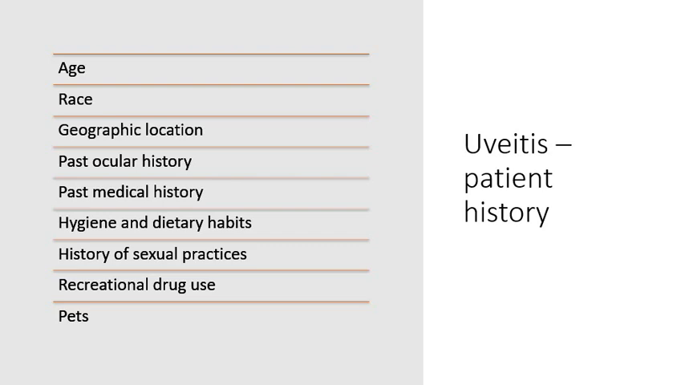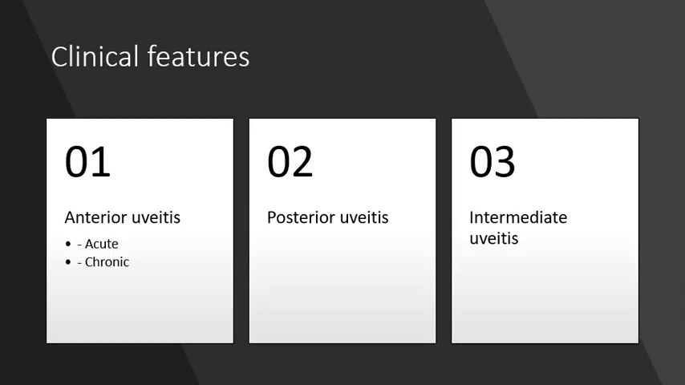And then pets, that's related to the hygiene and dietary habits question, because it's toxoplasmosis that can be transmitted by cats, and pet dogs can transmit toxocariasis. I'll talk to you about those two problems shortly. I'm going to run through the clinical features of anterior uveitis, posterior uveitis, and intermediate uveitis.